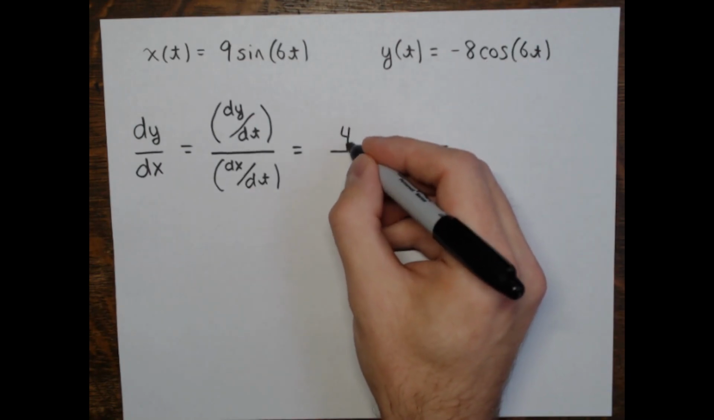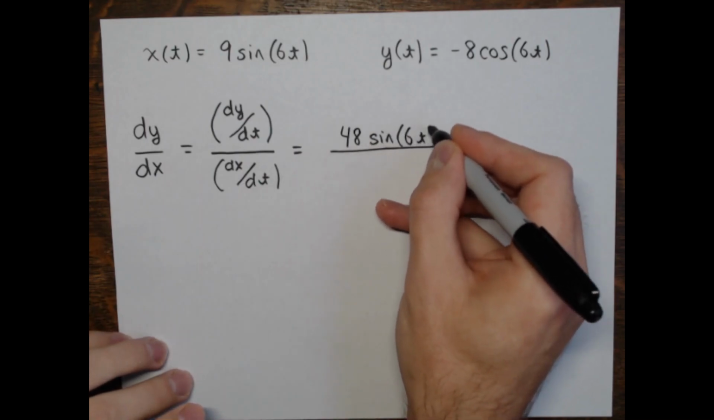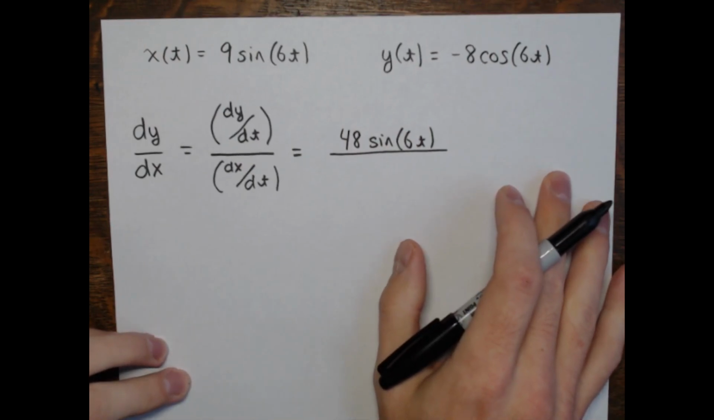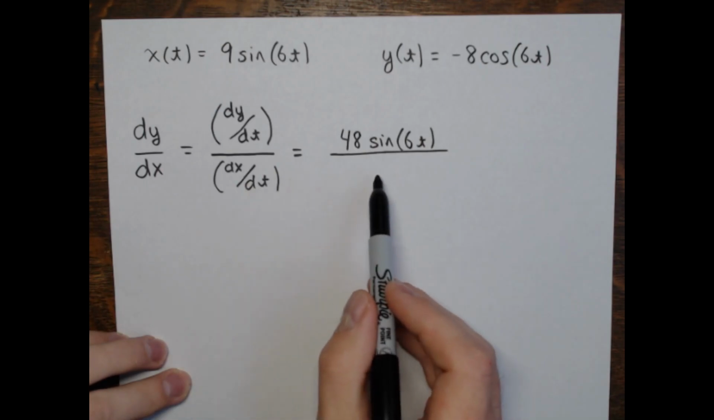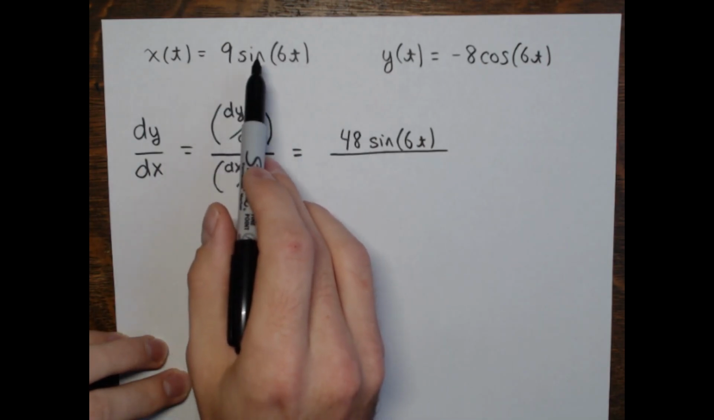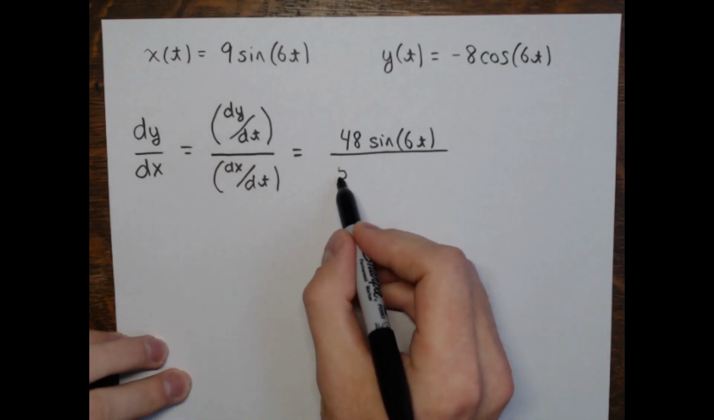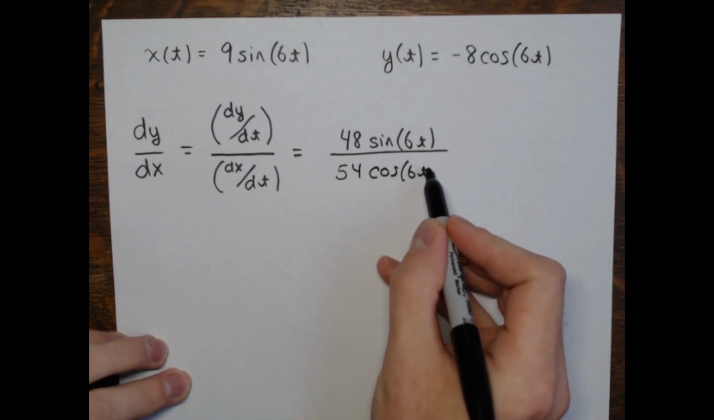So this would be positive 48 sine of 6t. There's the derivative of y with respect to t. And then the denominator is the derivative of x with respect to t. Here is x in terms of t. The derivative of x would be 9 times the cosine of 6t times 6, right? So times 54 cosine of 6t.